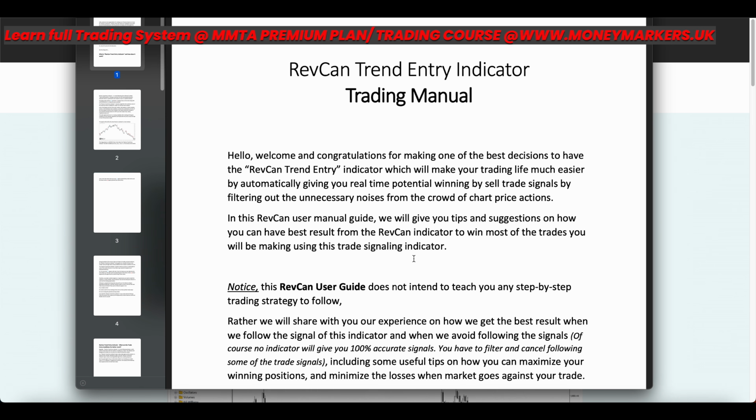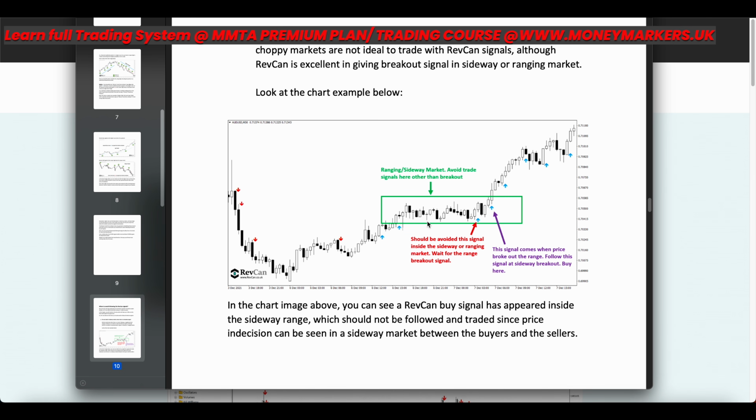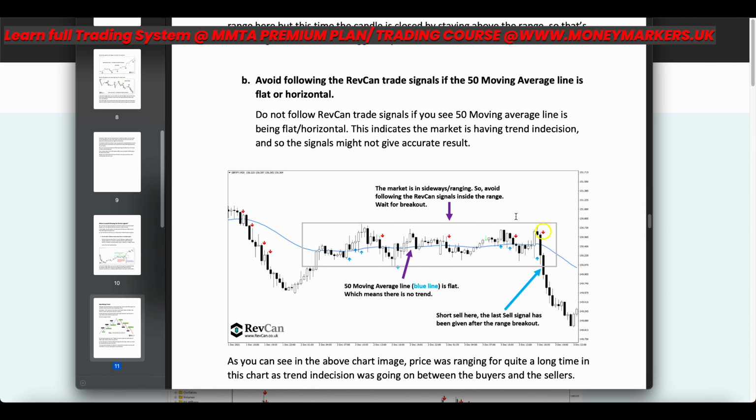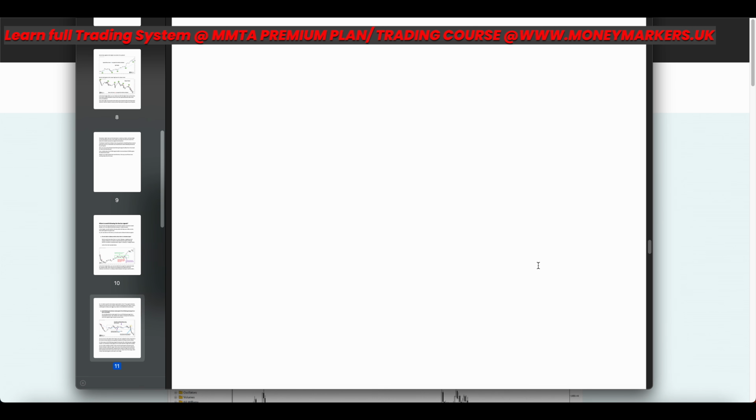Once you join it, you'll get this trading manual, how to use this. You'll get all the information right here. If you can see, ranging sideways, avoid trading signal other than breakout. So once the breakout happens, you can take your entry with this candle right here with this blue arrow. As you can see, this trend following indicator, all we need is to see a good trend and then take your entries. And right here for the bearish trade, we had a breakout below, and that is how you take your bearish trade with entries. So you get all the information once you join.